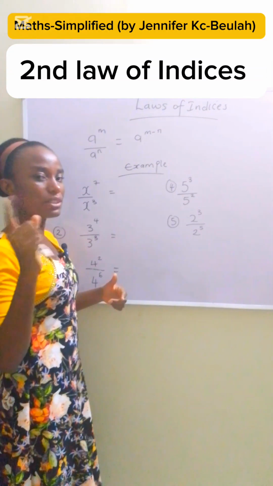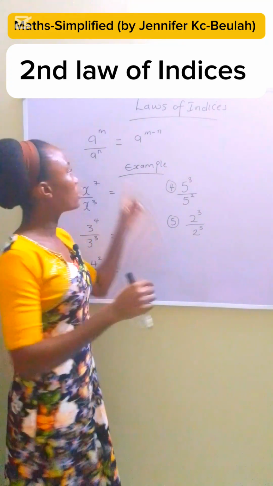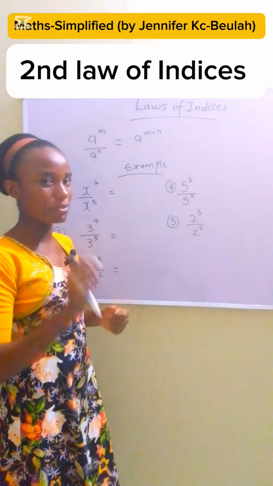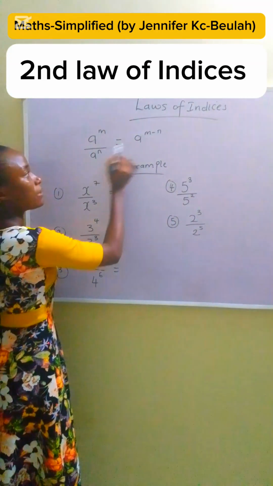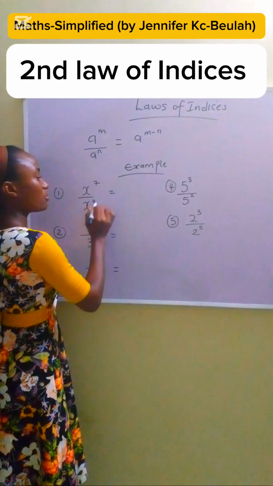Remember the last class we did multiplication law. The powers when it was multiplication, the powers will be added. But now division law, the powers will be what? Subtracted. Take note. Now we have m minus n. That's all. More. Now we have x raised to the power 7 over x raised to the power 3.